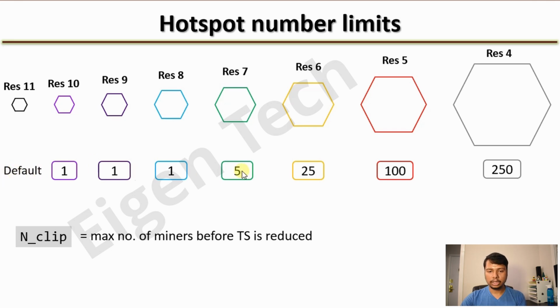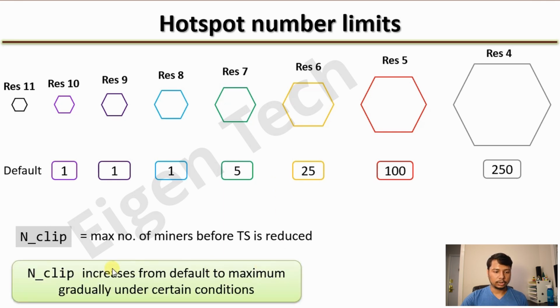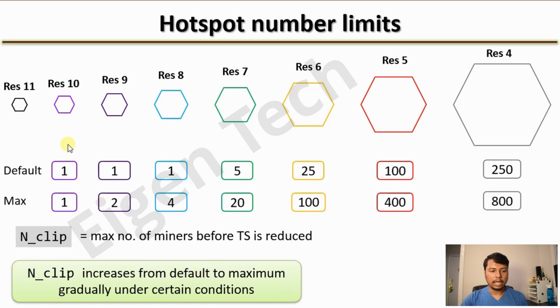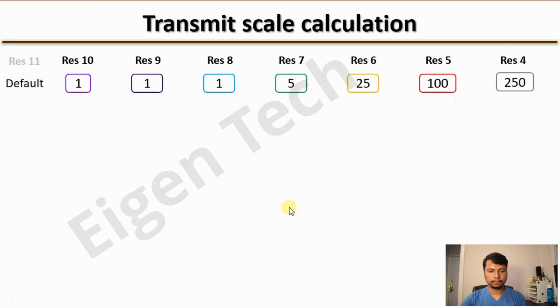But this number is actually not static, it's dynamic, and that brings in the complexity. So the n_clip value increases from this default value to a maximum value. It increases gradually when certain conditions are met. And the maximum values are 1 for resolution 10, for 9 it's 2, 420, and for resolution 4 it's 800. In the later part of this video, we'll discuss how this n_clip number increases from the default value to this maximum value and under what kind of conditions.